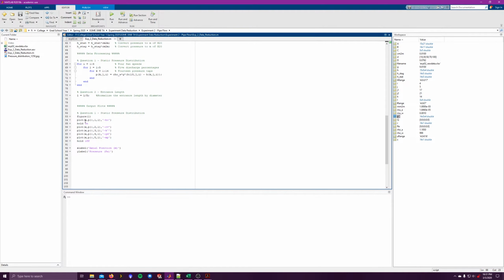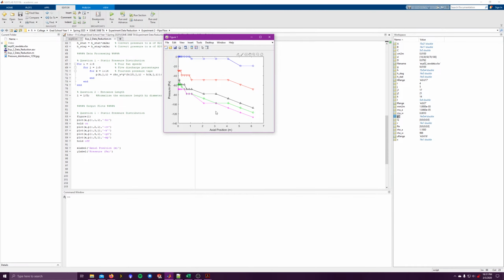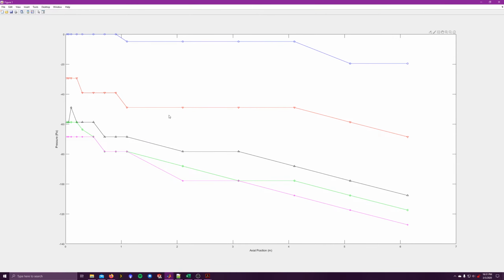Okay, and then we're plotting that with our axial position as well. So if we run this, then we get this plot. So we have the axial position here, and then our pressure in pascals on this axis. So I'm going to blow this up.